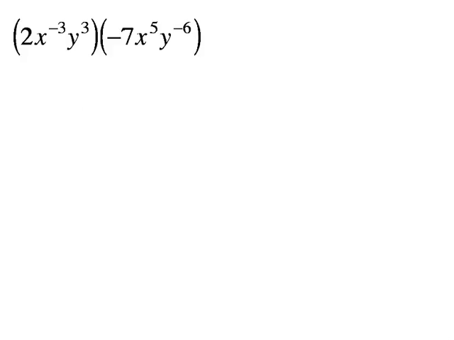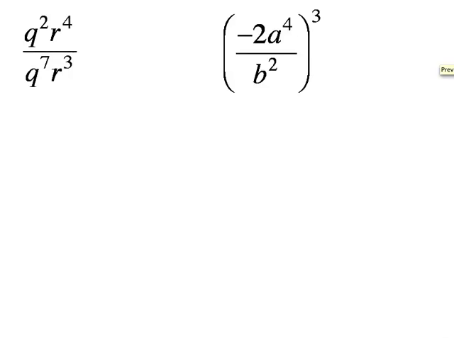Not too much. Oops. Keep skipping today. So we're going to look at some more here. These are going to entail division. So I have q squared r to the 4th over q to the 7th r cubed. Now, first we could actually subtract the exponents. That could be one thing we could do. Or I'm going to show you another technique that works.